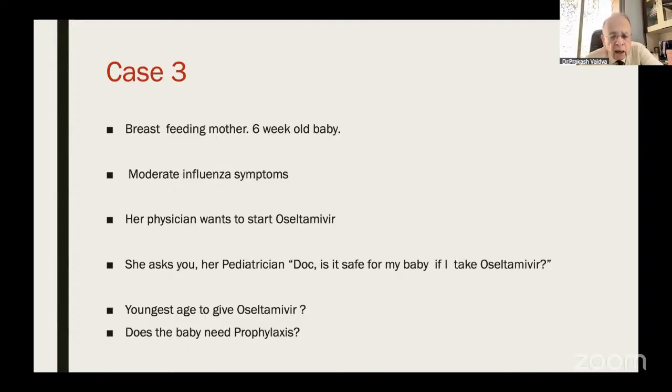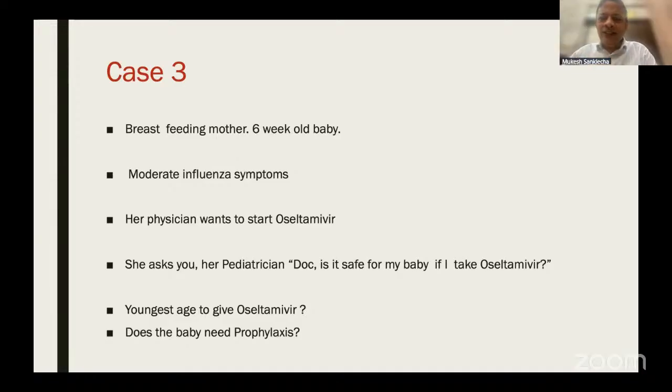I'm breastfeeding. So, Dr. Mukesh, I want your answer on this, followed by Dr. Anil. Firstly, the mother has moderate influenza symptoms. She qualifies for oseltamivir. Her physician wants to start, and that is his decision, so we are not going to dispute that. If he deems it fit from the child's perspective, can you tell her to take oseltamivir?